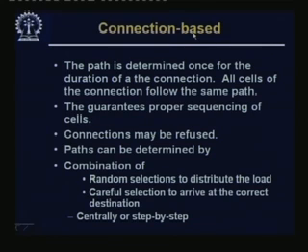Now, in a connection based system, we discussed this earlier, but once again the path is determined once for the duration of the connection. That means, once the connection is made, for the entire duration of the connection the path remains the same. All cells of the connection follow the same path. Now, it may be a connection based system with cells. That means, once a connection is set up, a particular path is designated, that this is the path all the cells which are originating for this particular call will take. So, all cells of the connection follow the same path. This guarantees proper sequencing of cells. Of course, they will now go in order.